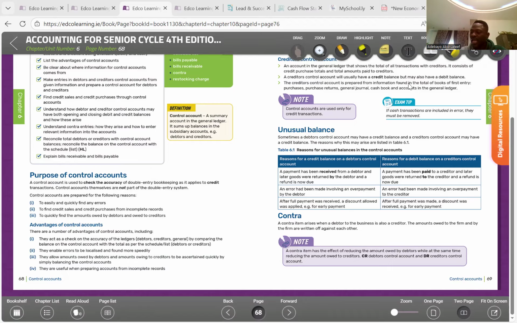So here they wrote, a contra item arises when the debtor to the business is also a creditor. The amounts owed to the firm and by the firm are written off against each other. So your debtor is still your creditor. So whatever is owing you is going to be taken away from whatever you are owing him. So that is what we call contra entry. Is contra entry clear? Is it clear, please? Good. So that ends the theoretical aspect of the control account. So we're going to go to the practical aspect of control accounts. We're going to start now.